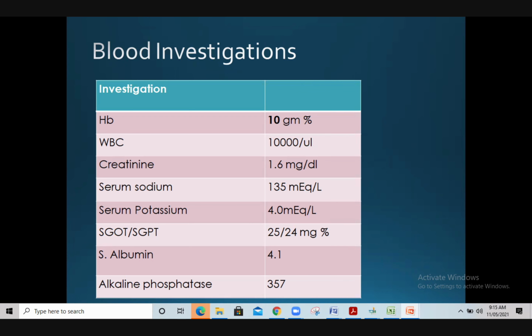Ma'am, I'd like to see his creatinine, which is raised, ma'am, and his hemoglobin is on the lower side. Creatinine up to 2 is normal.